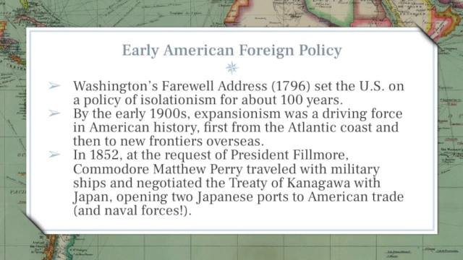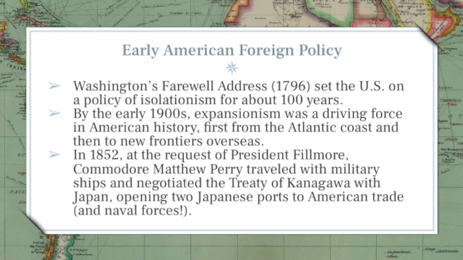Early American foreign policy. So, the Revolutionary War happened. George Washington takes office. He is elected as president. He's reelected as president. He announces that he's not going to run again, and he gives a farewell address. The farewell address just sets forth some suggestions, advice, sage wisdom from an old founding father. And this puts the U.S. on a policy of isolationism for about 100 years' time.